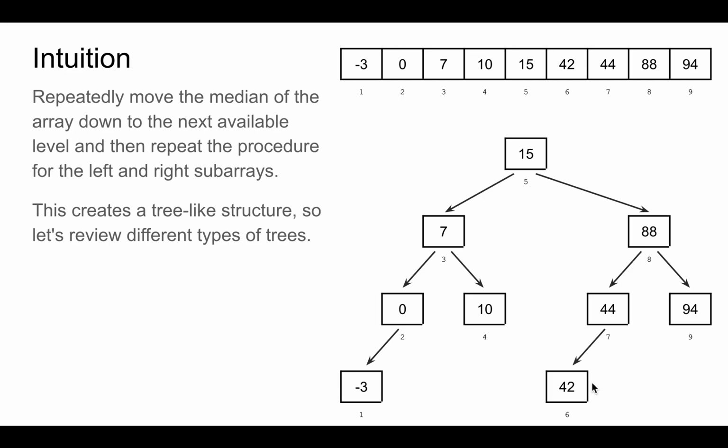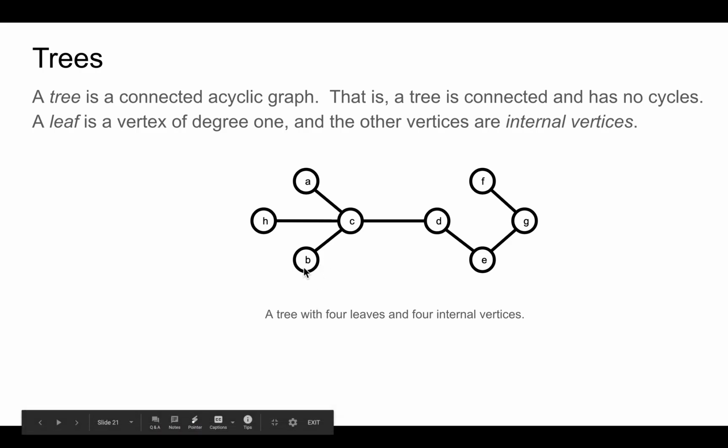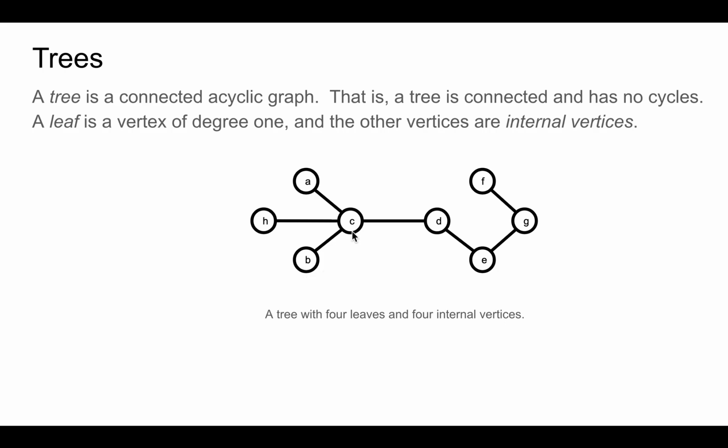So this creates tree-like structures. And we talked about trees in our graph theory so far. So let's review some different types of trees. Remember that a tree is a connected acyclic graph. That is, a tree is connected and has no cycles. A leaf is a vertex of degree 1. We didn't talk about that. And the other vertices are called internal vertices. So this is a tree with 4 leaves, 1, 2, 3, 4, and 4 internal vertices, 1, 2, 3, 4.